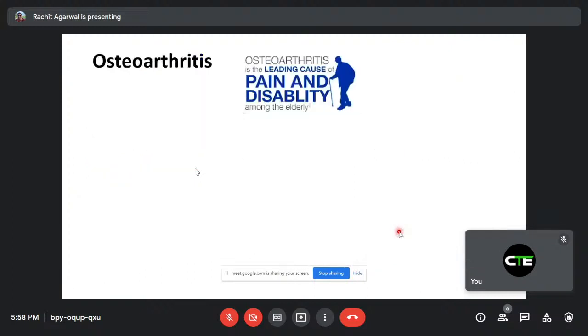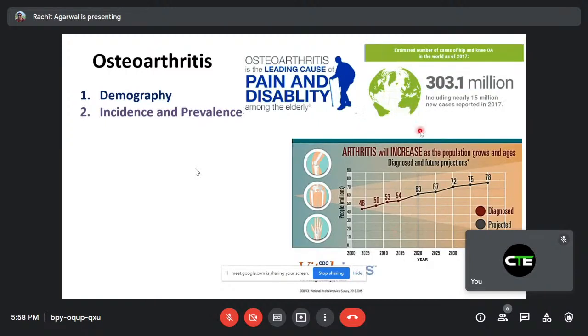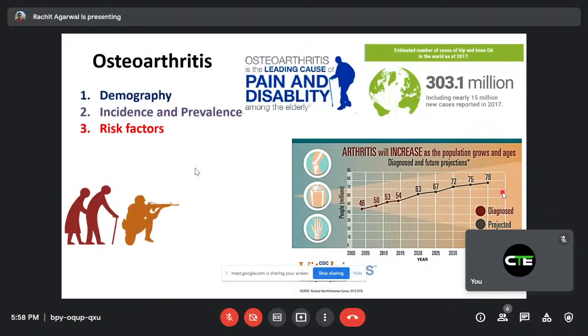So just a little bit of background, osteoarthritis is the leading cause of pain and disability, especially among the elderly. A lot of people are affected by it, about 303.1 million in 2017, and these numbers continue to rise every year as more and more of the population ages. There are several risk factors. Obviously, age is a major risk factor.